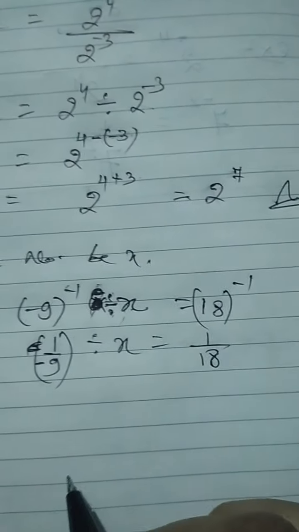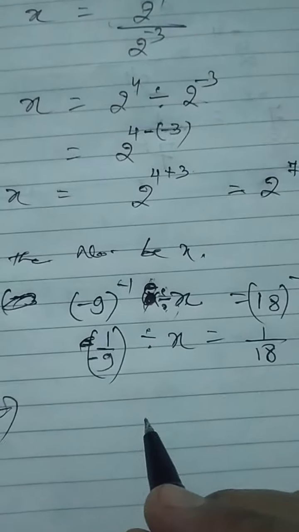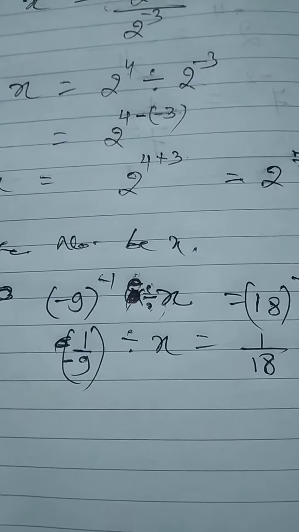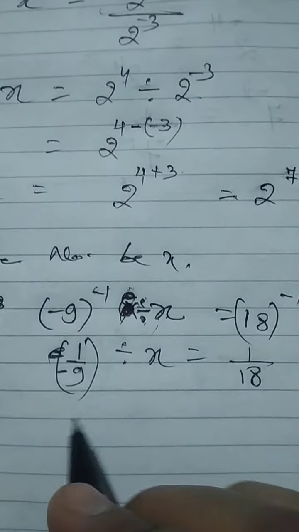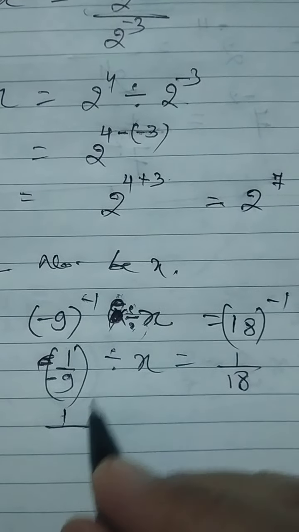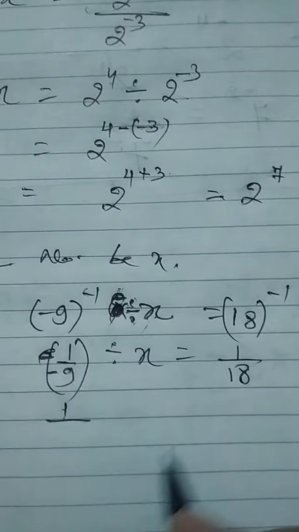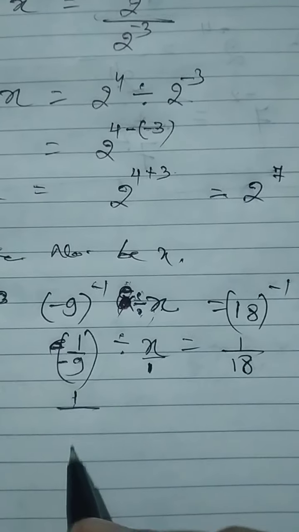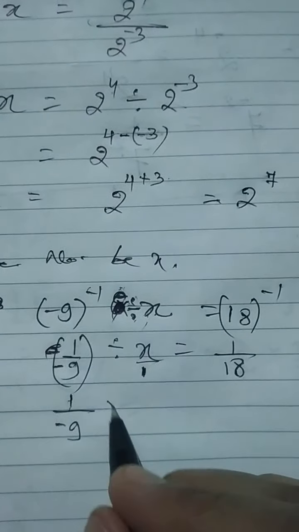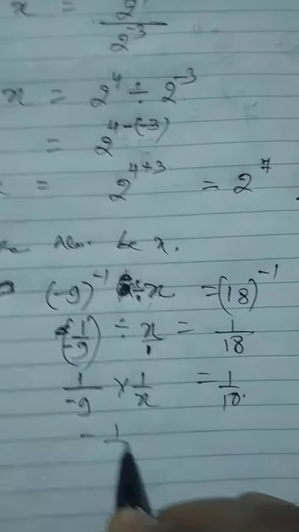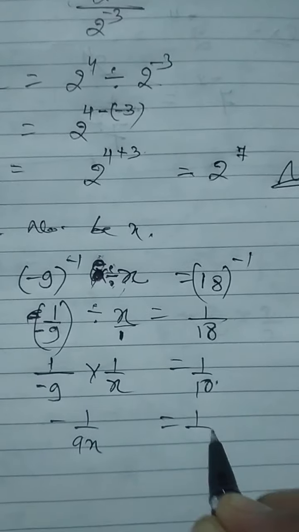1 by 18. Now we have to find out the value of x. For that what will we do? We will just change the sign of this. You can change the sign of divide into multiply. If you change it to multiply, it will become the reciprocal. Nothing is down, so we can take it as 1. 1 by x. Okay, minus 1 by 9x is equal to 1 by 18.